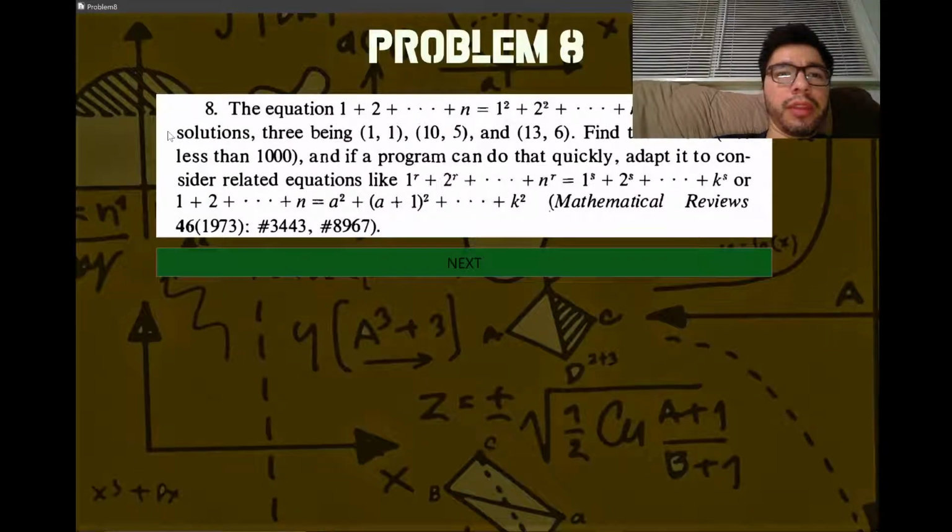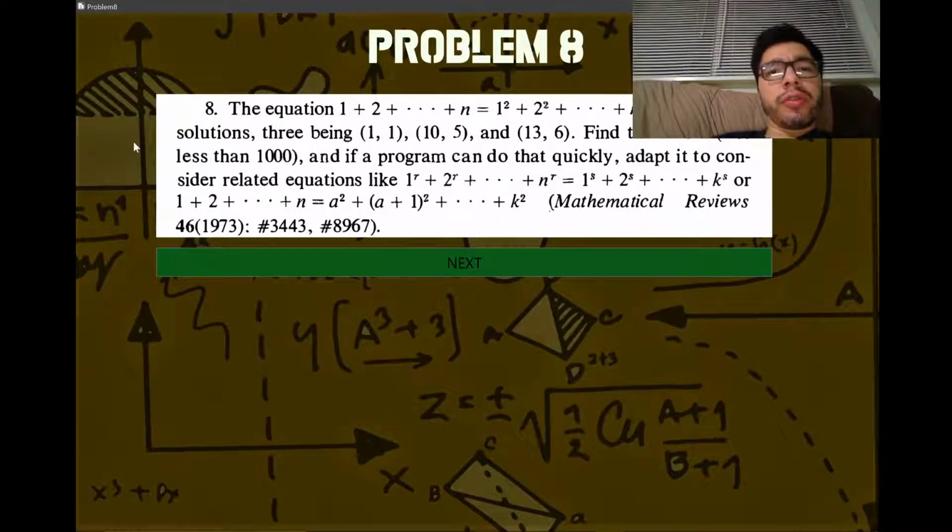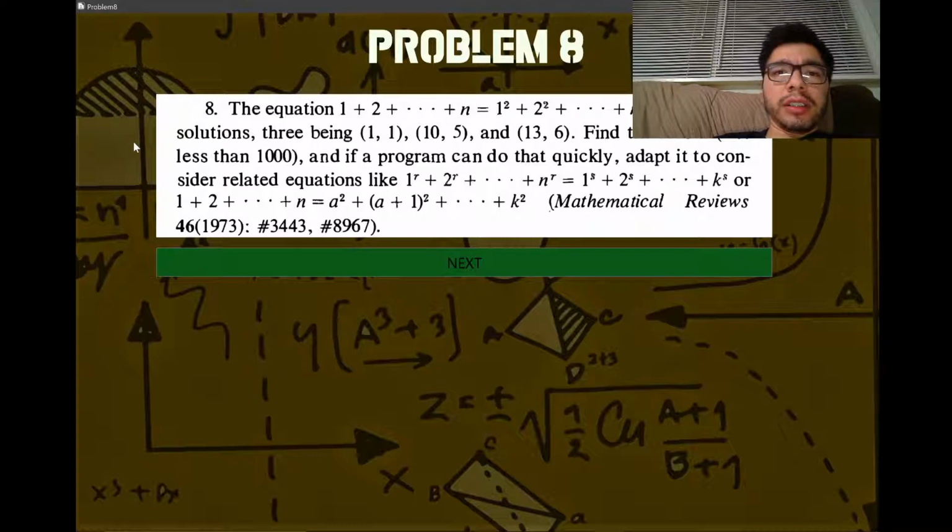It's problem number 8. It says the equation 1 plus 2 plus 3 all the way up to n equals 1 squared plus 2 squared plus all the way up to k squared has just 4 solutions, the first being 1 and 1, the second being 10 and 5, and 13 and 6. Find the fourth solution that is less than 1,000. And it is asking if I can change the powers.